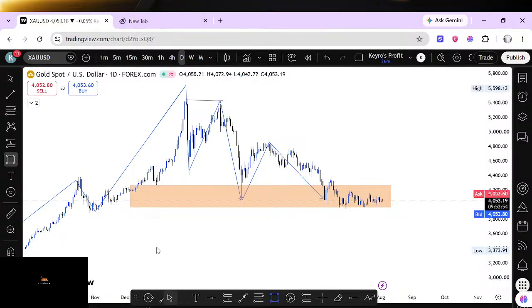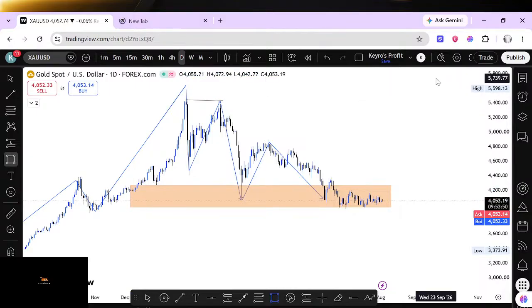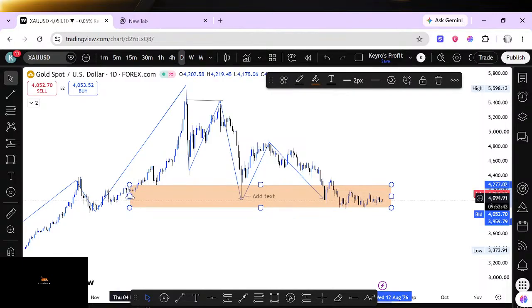All right, let me label that. The market, sorry, not put the cursor. Nice. So the market came to this point of interest here. All right, this is a point of interest.